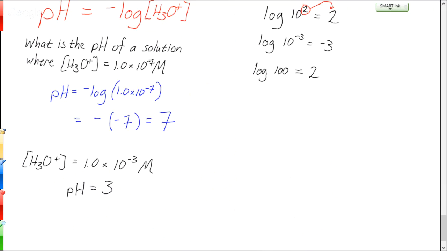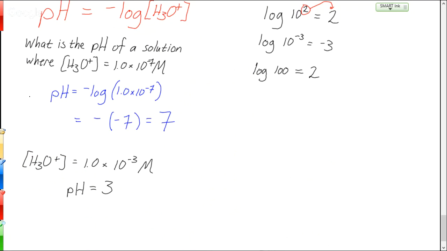Now, if we're in a water solution, the hydronium and the hydroxide concentrations are complementary at equilibrium. So if we said before, if we have a pH of 7, that means that our hydronium and hydroxide concentrations are equal and we're perfectly neutral. If the hydronium concentration goes up to 10 to the minus 3, which makes the pH 3, the OH concentration has to go down by the same amount.